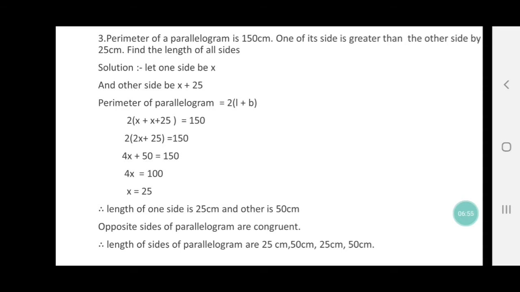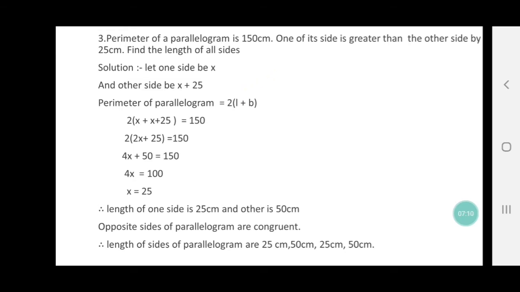One of its sides is greater than the other by 25. Find the length of all the sides. So we'll consider that the smaller side be x, so the bigger side will be x plus 25. Okay, same I have written over here.